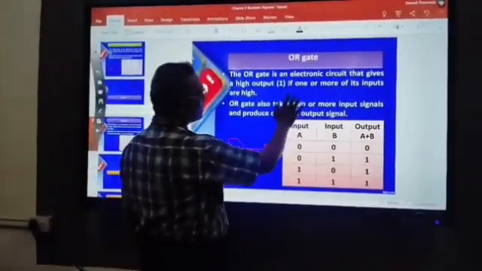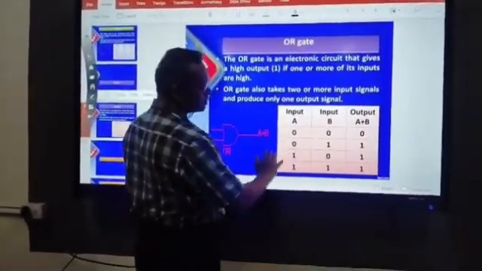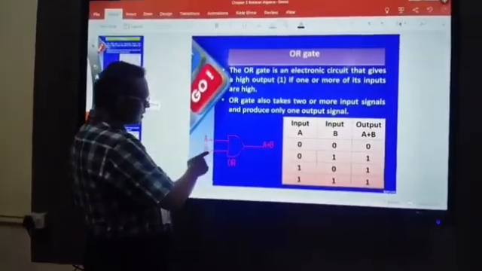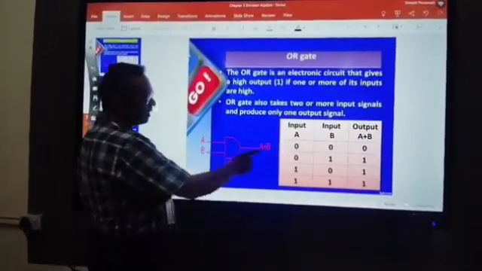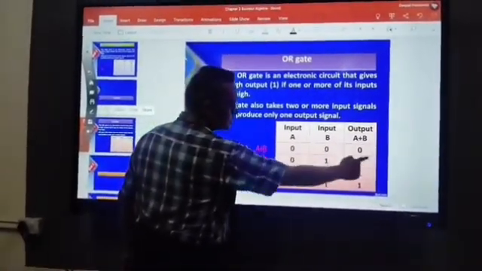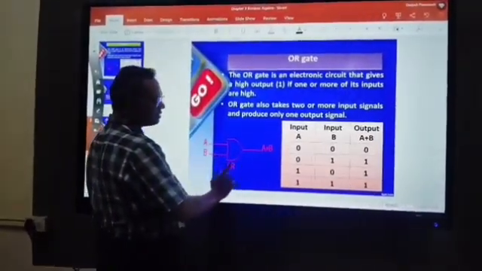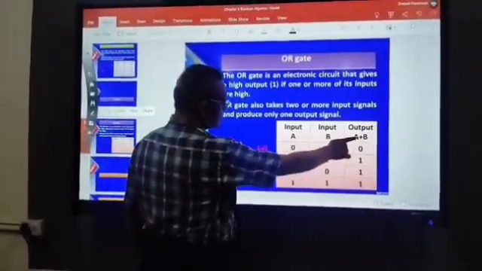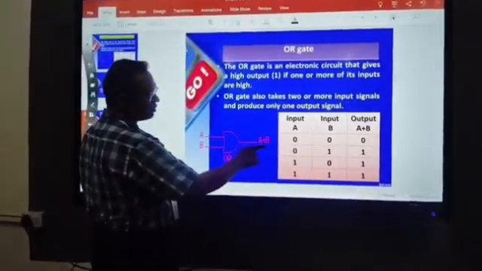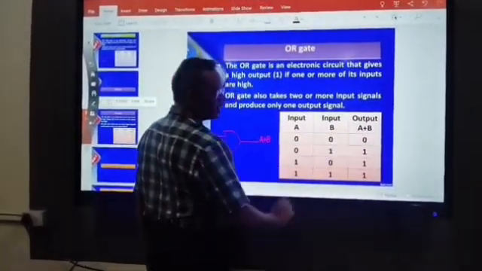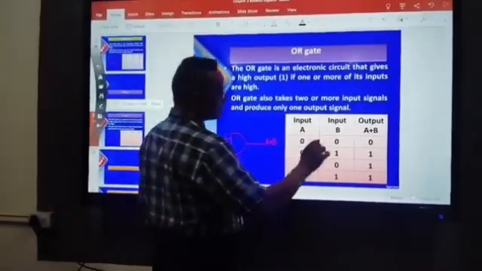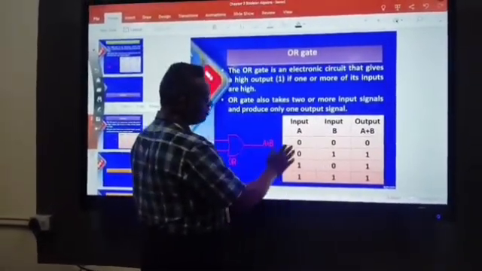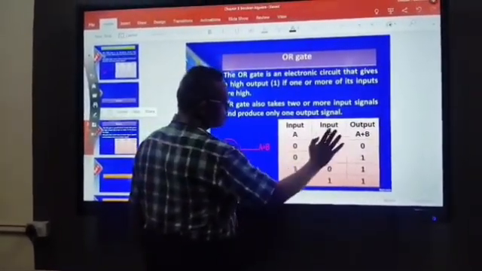Now look at the OR gate, this is the expected truth table. Again, since there are two inputs here, A and B, this is the structure of the truth table for this particular OR gate. For the output, A plus B is shown. This is the OR operator, a logical operator, a binary operator as per Boolean algebra. Now if A is 0, B is 0, the output should be 0.